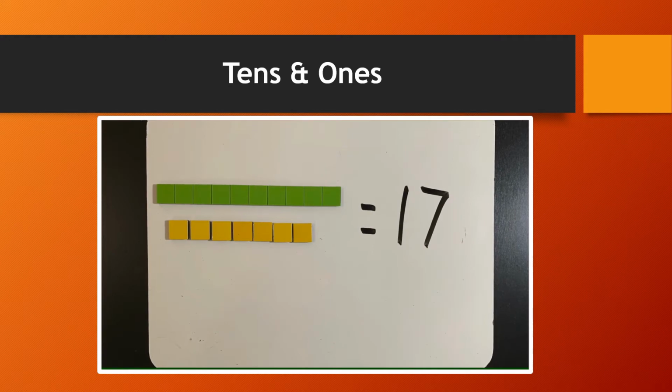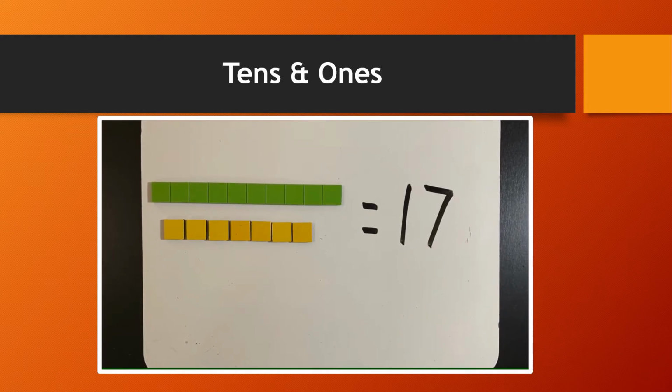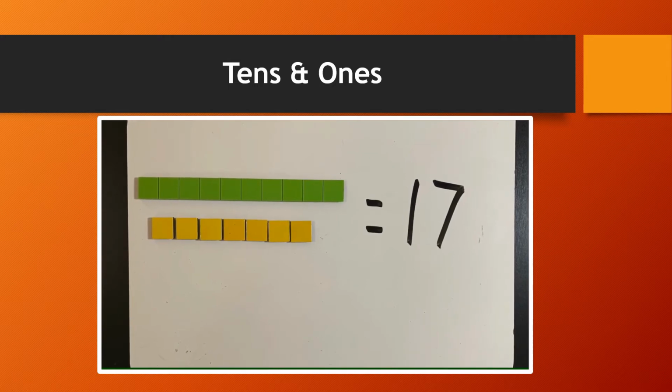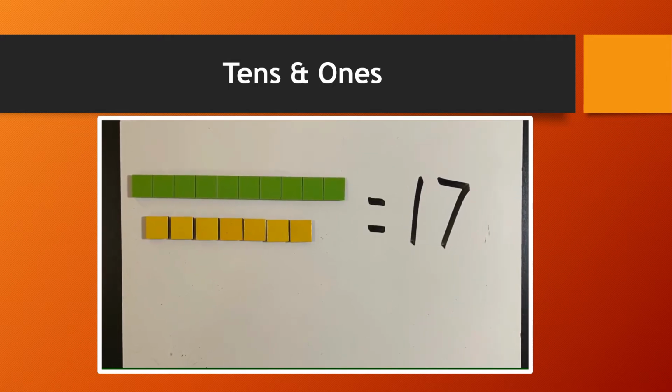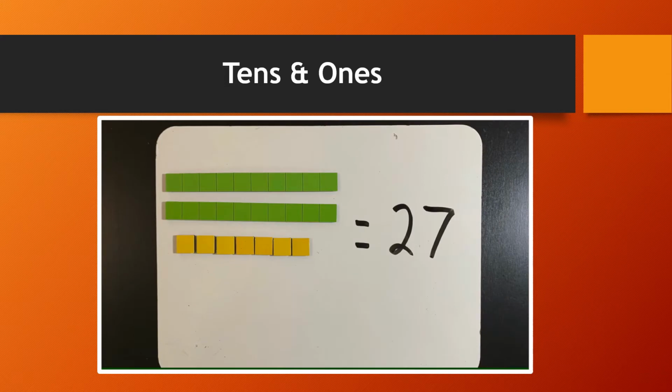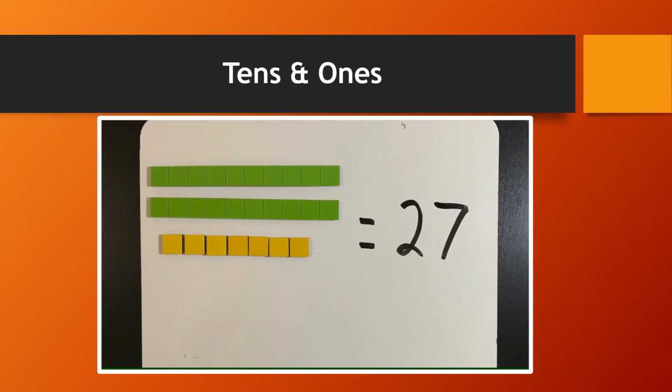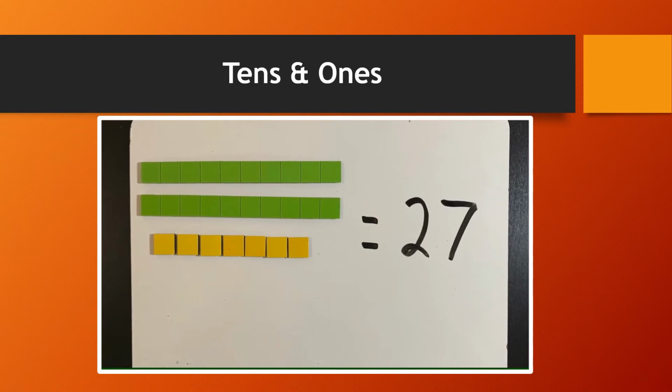Now, when we're building numbers like 17, we will need tens and ones. For example, 17 takes 1 ten and 7 ones. If we were building the number 27, we would need 2 tens and 7 ones.